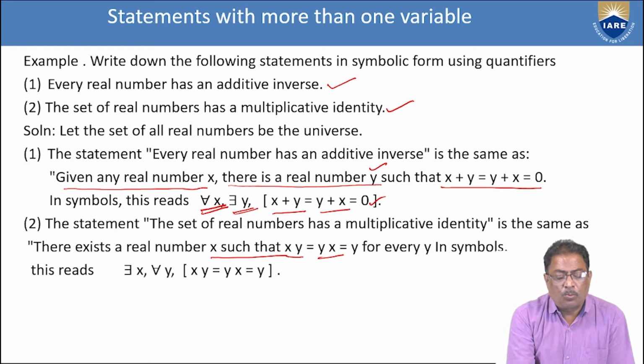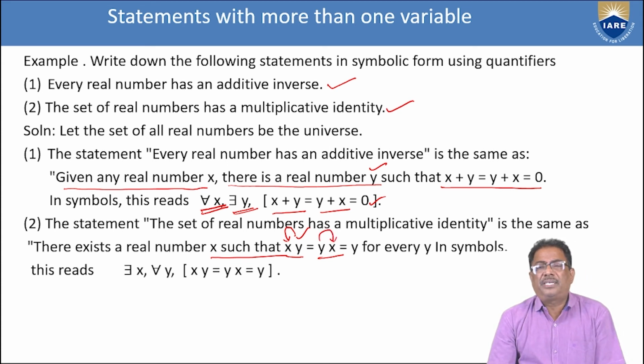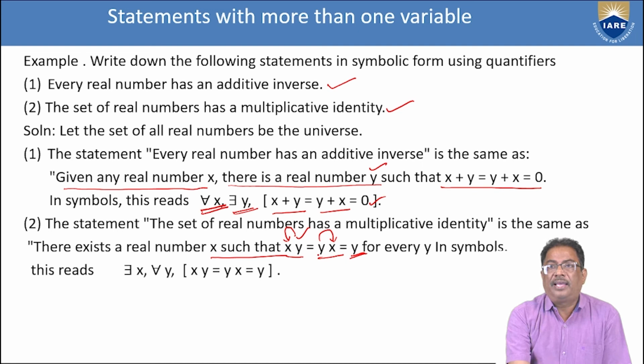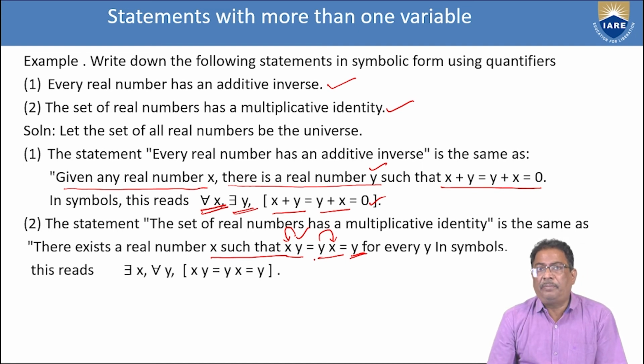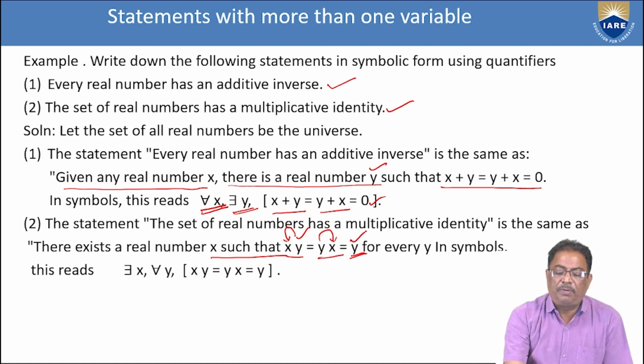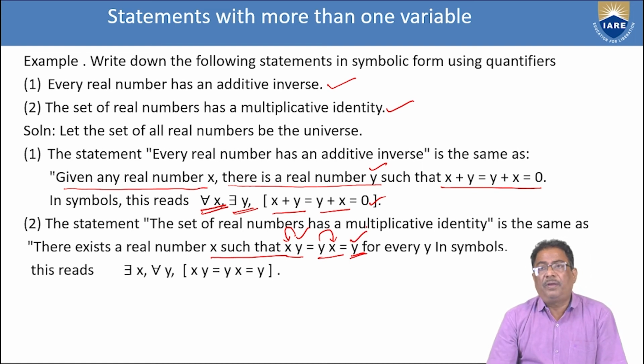If I am taking y, then the multiplicative identity is x. Multiplicative identity means that if you multiply an element with the multiplicative identity, we get that element alone. So here x is the multiplicative identity, and y is the element. If I multiply y with the multiplicative identity, the resultant will be y alone.